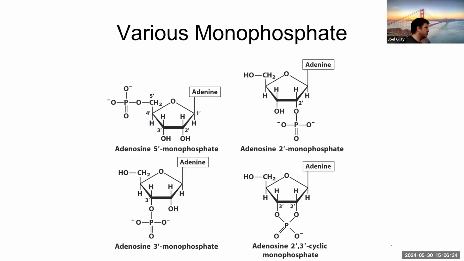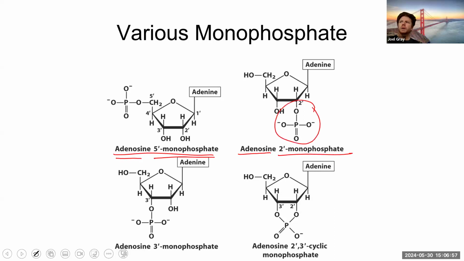Now, monophosphates or monophosphorylated nucleotides can exist in a couple of different ways. We could have adenosine 5' monophosphate. Notice this is the nucleoside name plus where that phosphate group is, and mono to indicate one phosphate. Adenosine 2' monophosphate. The structures are basically the same, but this is a 2' phosphorylated molecule. This is a 5' phosphorylated molecule. Adenosine 3' monophosphate.